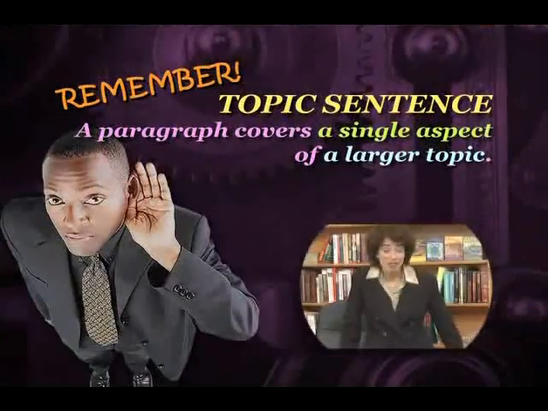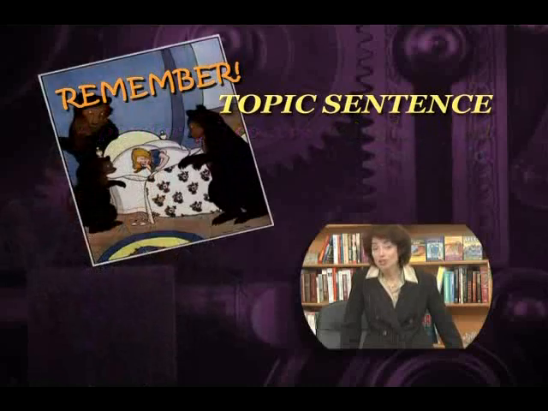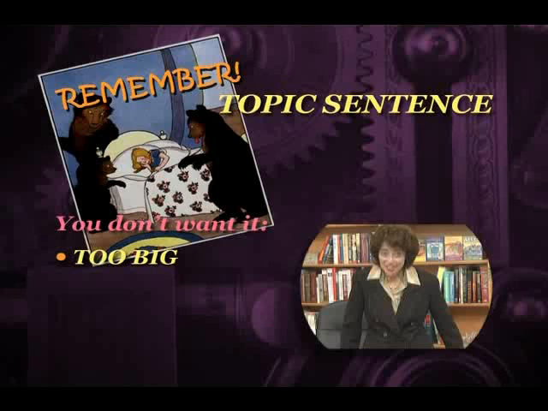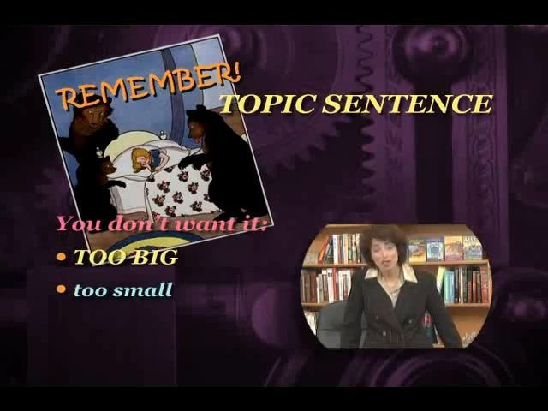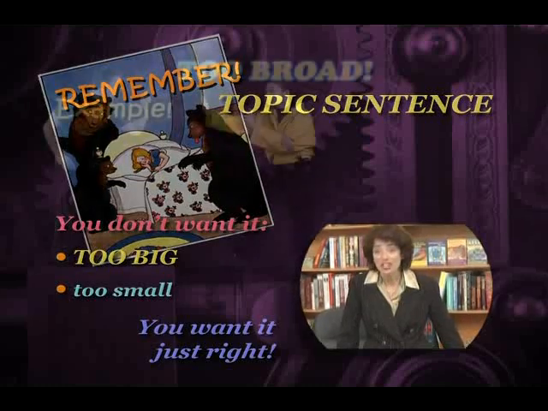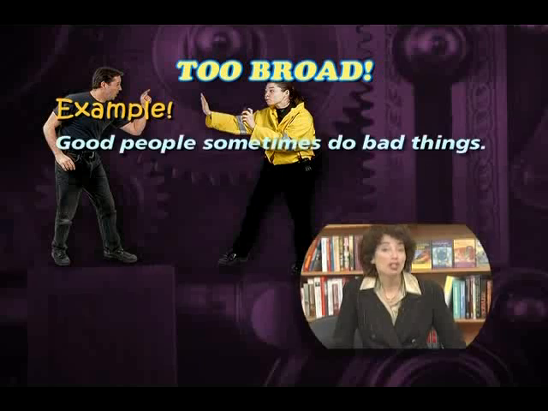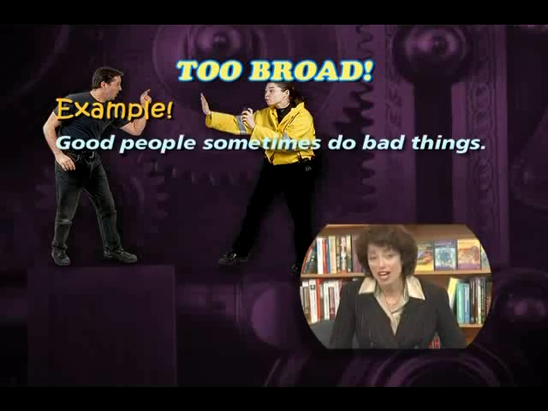Remember that a paragraph covers a single aspect of a larger topic. And when you're forming your topic sentences for your paragraphs, think about Goldilocks and the Three Bears. You don't want it too big, you don't want it too small, you want it just right. Here's an example of one that is just too broad for a single paragraph. Good people sometimes do bad things.